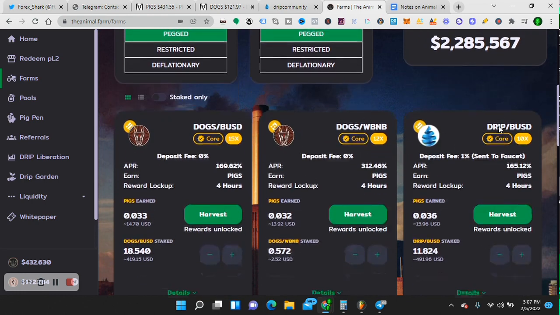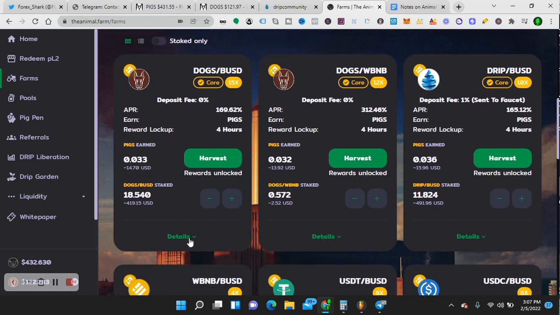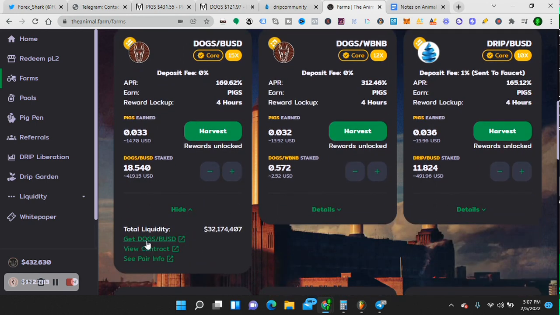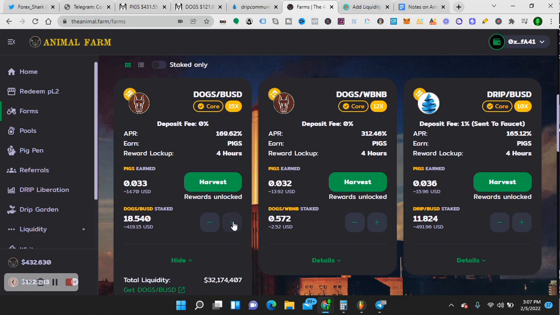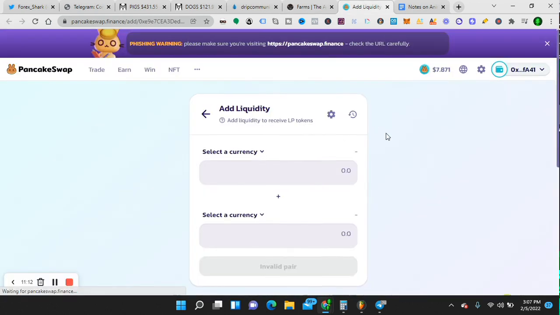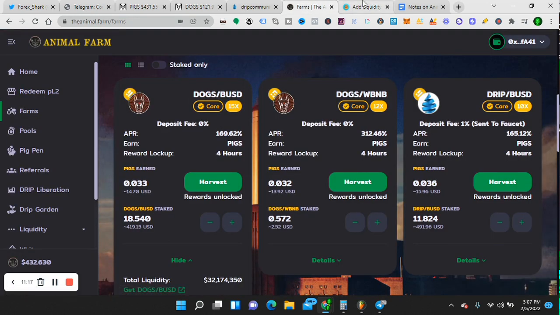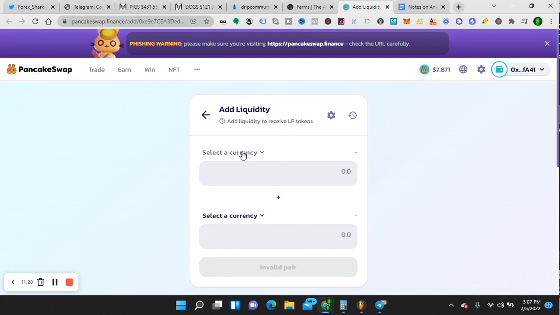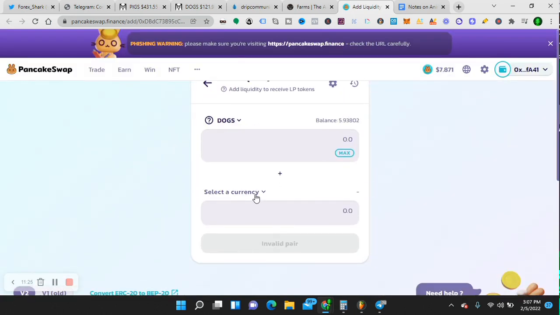You can go to the place right here and just click plus, and that's how you will add your liquidity, right? Now, if you're not sure how to add liquidity, you click details. Then you will click get Dogs BUSD right here. Then it will pull up PancakeSwap, and you will be able to pair these together on the site. And then you'll come back once you pair them together. And you probably know this, but just in case you don't, you can pair both together here. So what are we pairing? We're pairing Dogs and BUSD. It should have pulled it up, but you can select Dogs, right? Select BUSD.